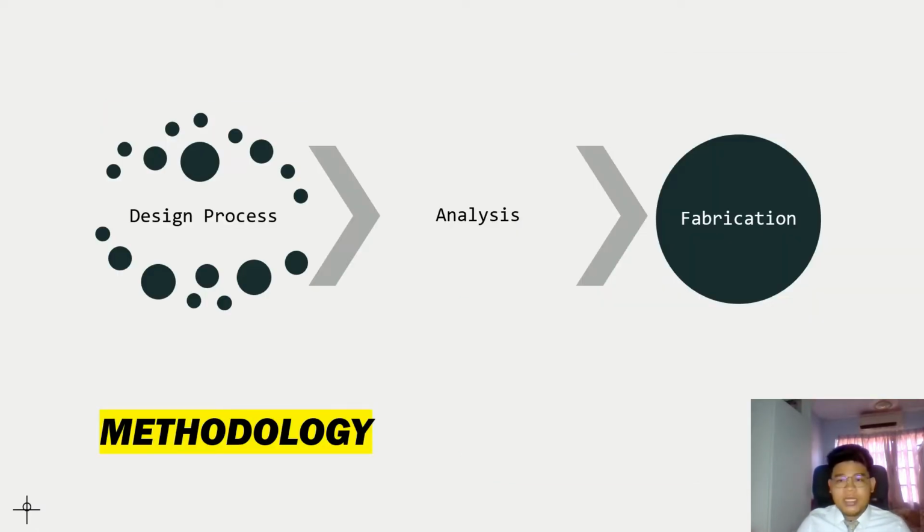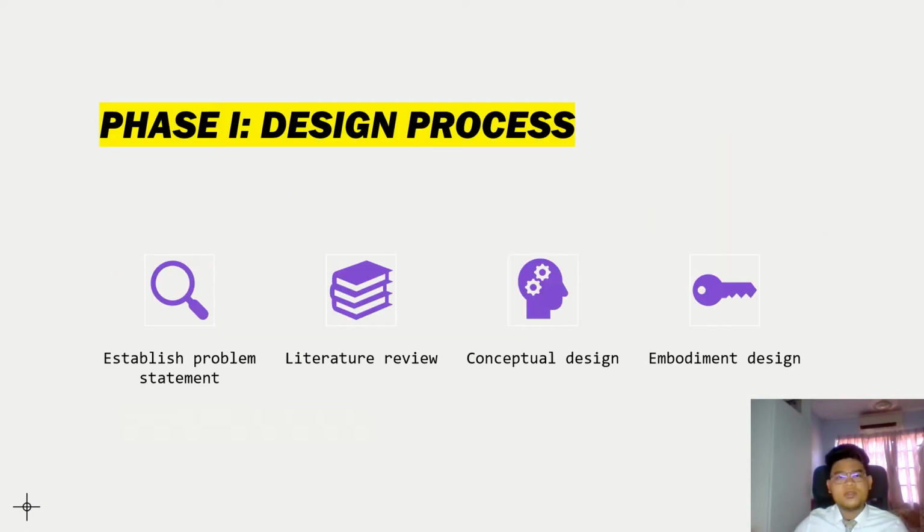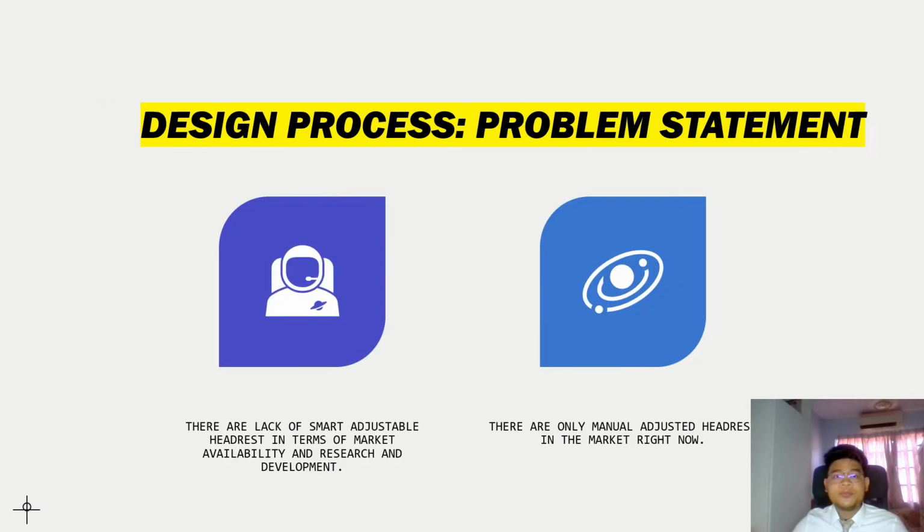So for this methodology, there are three phases that I did, which are first the design process, then the analysis, and lastly the fabrication. Okay, so the first phase is the design process. First I established the problem statement, and then I did the literature review, I did a lot of readings on it. Then I developed the conceptual design, and lastly I did the embodiment design.